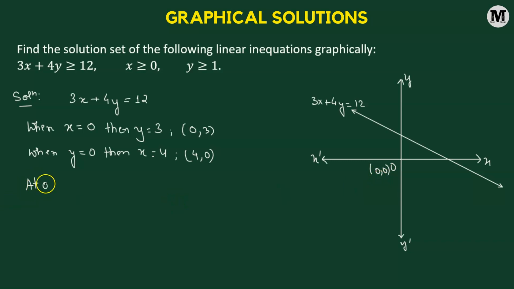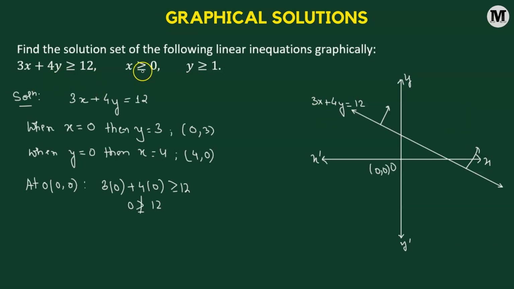At the origin (0, 0), our inequality becomes 3 times 0 plus 4 times 0 greater than or equal to 12. That means we're getting 0 greater than or equal to 12, and we know that's an incorrect statement. 0 cannot be greater than 12, and that tells us that the origin is not a solution to the given inequation. Or we can say that any point from the region below the line is not part of the solution. So we can only choose the region that is above the line. Any point that we pick from this region is going to satisfy the linear inequality.